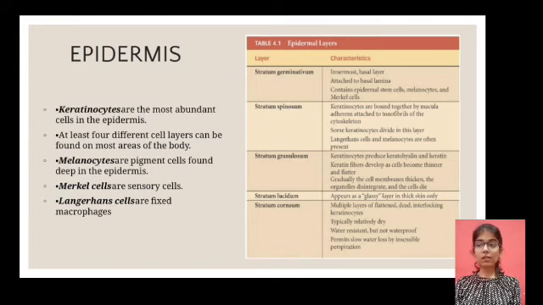These cells mainly consist of keratinocytes, melanocytes, Langerhans cells, and Merkel cells. Keratinocytes are the most abundant cells, and then the melanocytes. The melanocyte cells secrete a pigment melanin, which is responsible for the skin pigmentation, that is skin color. The Merkel cells are the sensory cells for touch. Langerhans cells are fixed macrophages, which help in immune response.